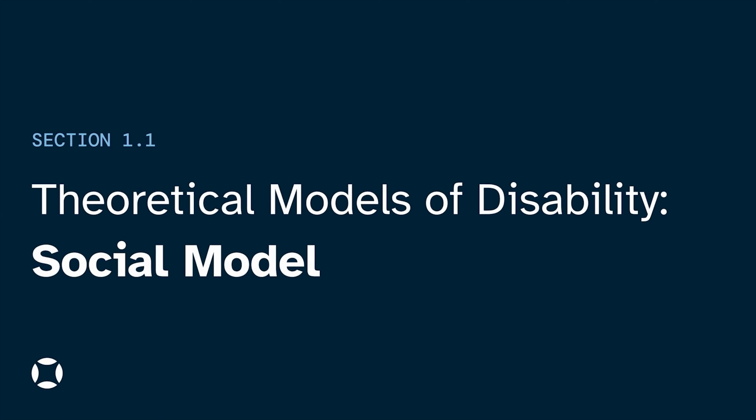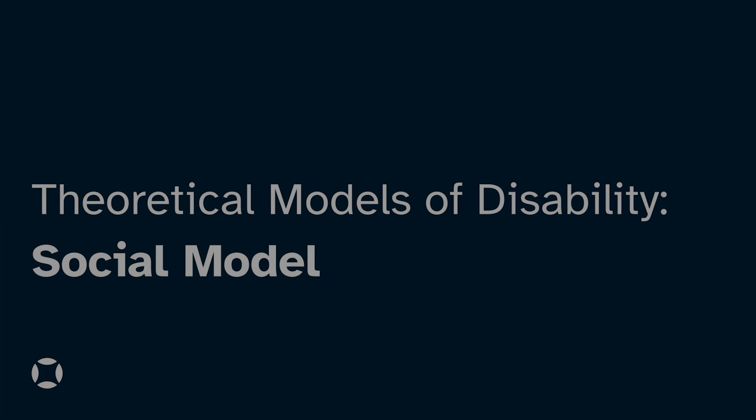Next is the social model. This model views disability not as an inherent human characteristic, but as a consequence of environmental, social, and attitudinal barriers. If we design the environments to minimize or eliminate barriers to access, then individuals with disabilities will not be disabled in terms of access to and participation in the world.